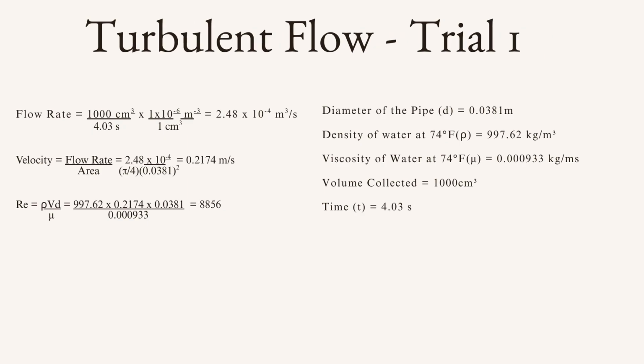For the first turbulent flow trial, the flow rate was 2.48 times 10 to the negative 4 meters cubed per second, the velocity was 0.2174 meters per second, and the Reynolds number was 8,856. For the second turbulent flow trial, the flow rate was 2.52 times 10 to the negative 4 meters cubed per second, and the velocity was 0.2209 meters per second, and the Reynolds number was 9,000.